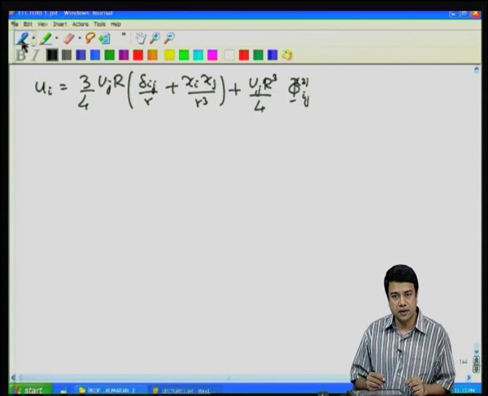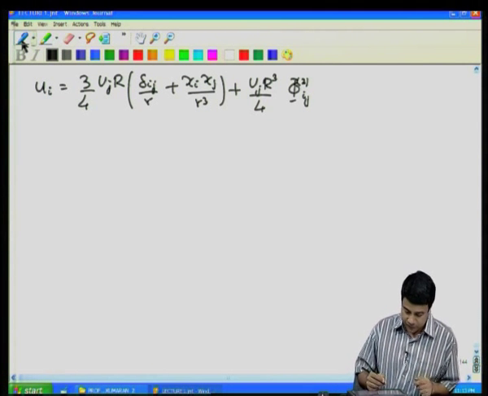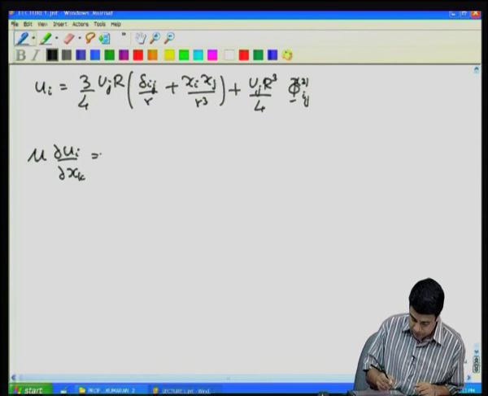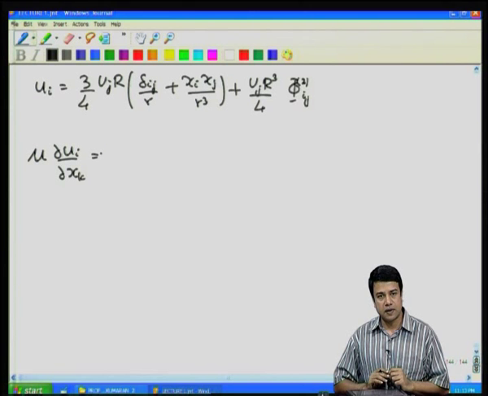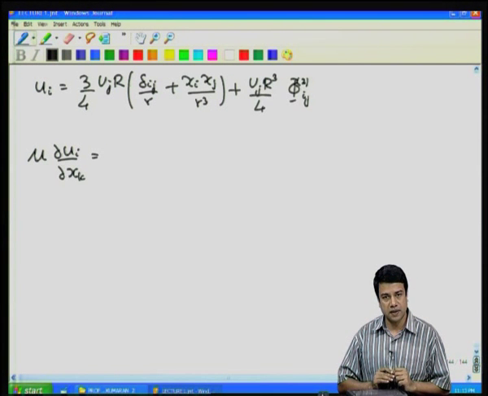So, in order to calculate the stress tensor, I need mu times the gradient of the velocity. Okay. So, the first term that I have there is mu times partial u_i by partial x_k. Okay. So, I have to take the derivatives of each of those terms in the brackets with respect to x_k, as well as the derivative of the last term there on the right. Okay. So, let us just go through that.